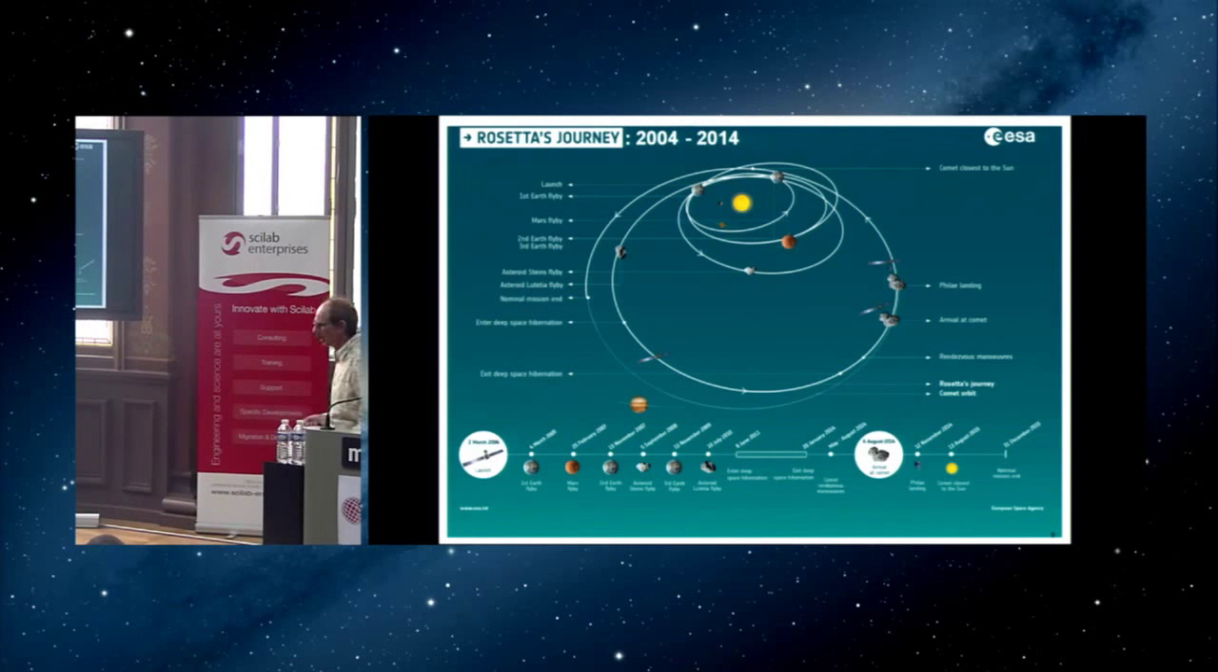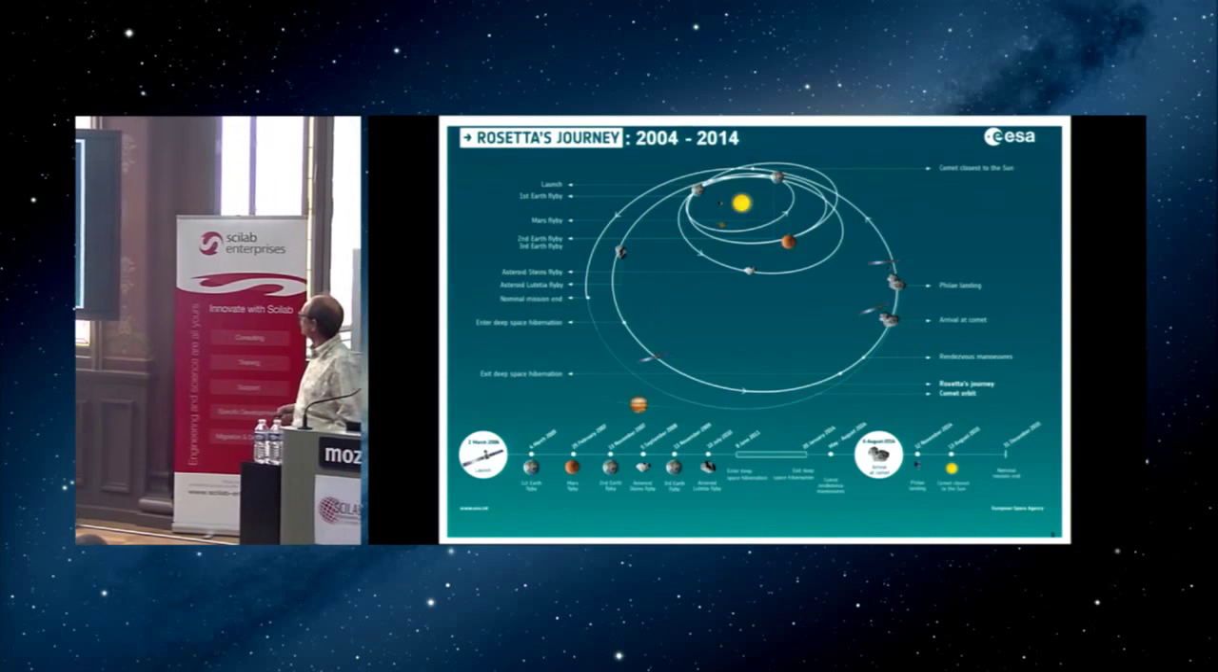And during this journey, it was also possible to fly by two asteroids, Lutetia and Steins. It was the opportunity to take some pictures of these asteroids. So the mission started with the launch in 2004 by Ariane 5, and the arrival was last summer in 2014.